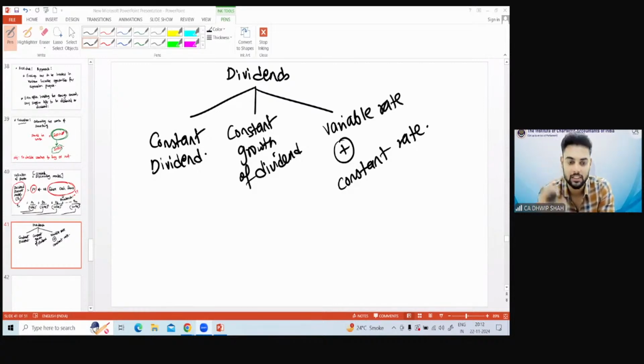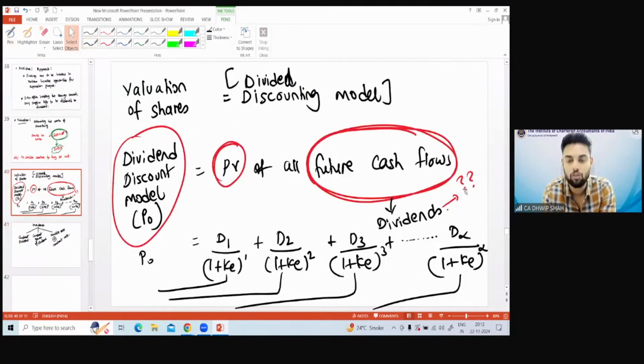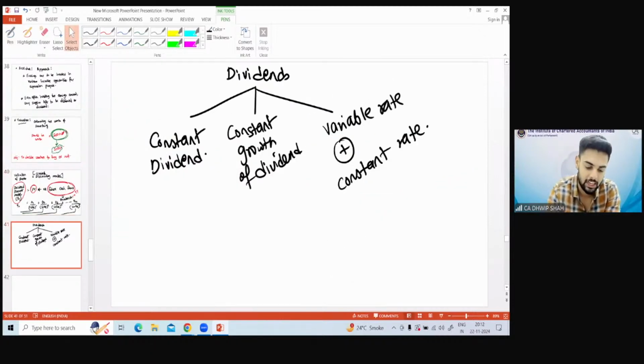Like dividends, see, we are predicting what could be the likely dividends. So the likely dividends could be either at a constant rate of dividend. It could be a growth, but at a constant rate of growth. It could be a variable rate of growth in dividend initially and then at a constant rate.